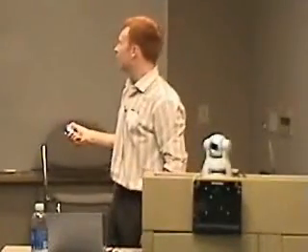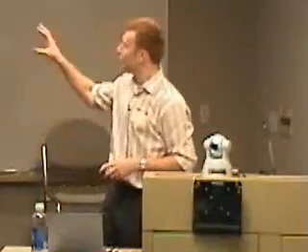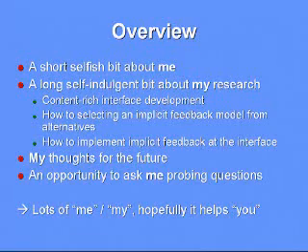I do the second part, what implicit feedback model to use, using simulations of searchers. And I do the third part, how should interface support for implicit feedback be offered, by real user evaluations. So I thought to myself, this is an outline. What can I call this slide? And the best I could come up with was overview, right?